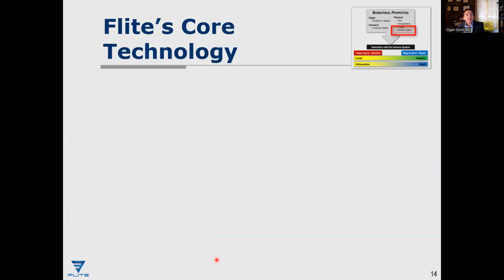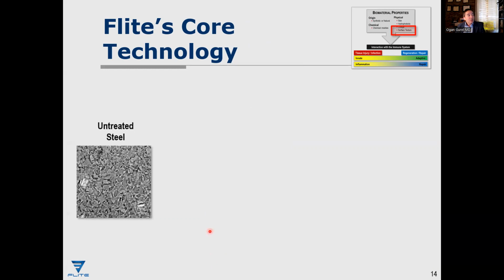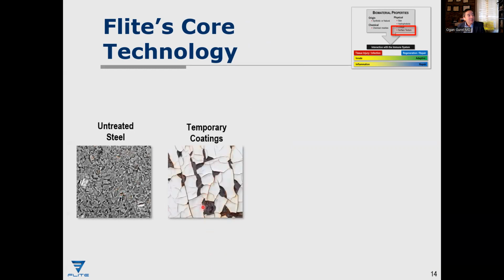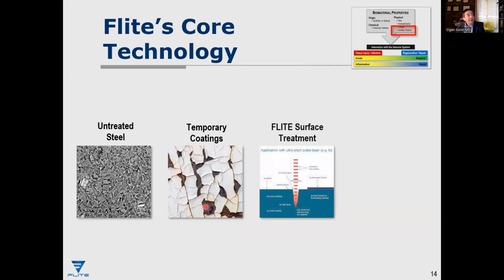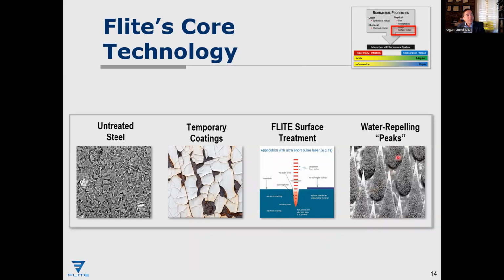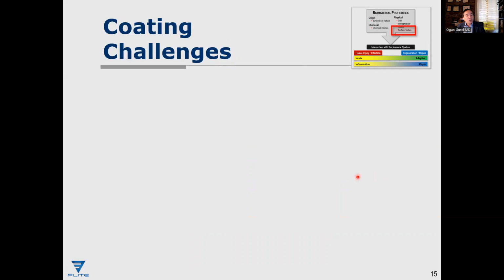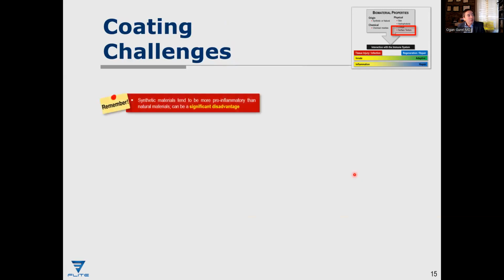And that's the special expertise of Flight. So this is an example of untreated steel. Temporary coatings can flake off, they can delaminate, they can be toxic. We take lasers and we create nanotextured surfaces. And this is an example of water-repelling peaks. And you saw that image, we'll see it later, where we have that super hydrophobic surfaces.